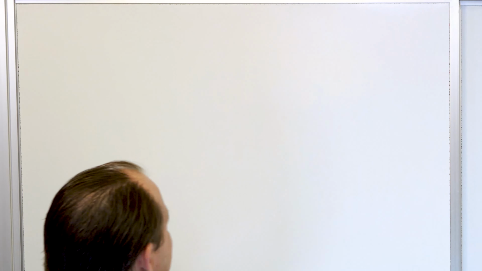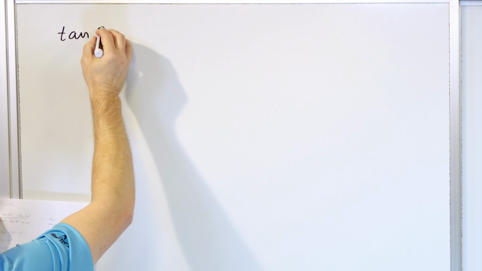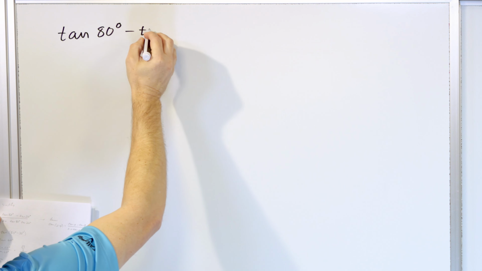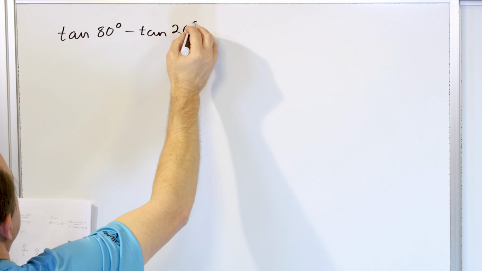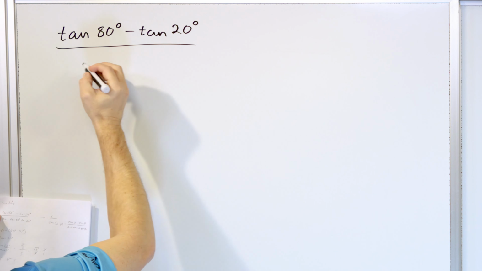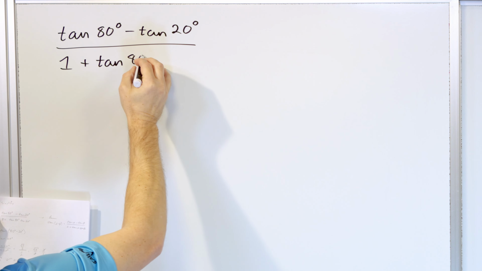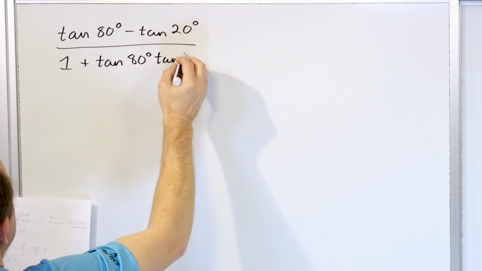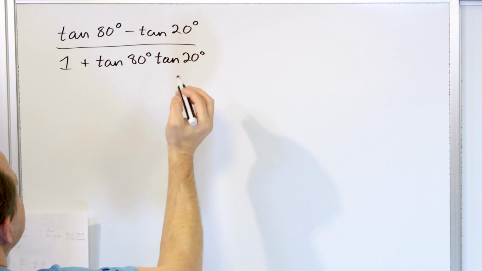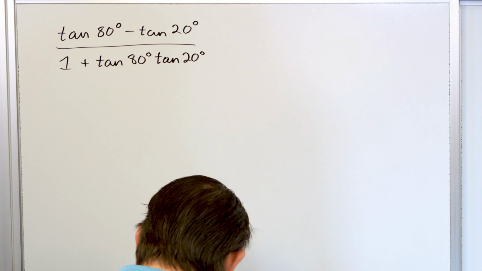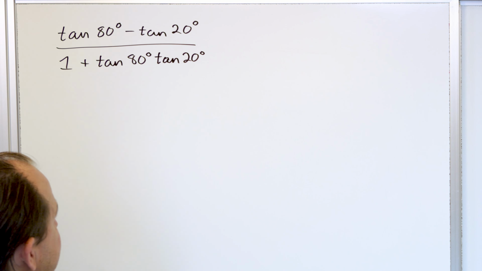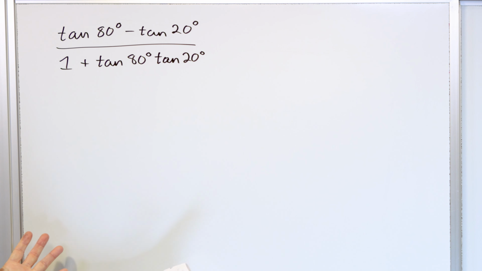Let's just say that I ask you to simplify an expression, and I say simplify the following expression. And the expression is tangent of 80 degrees minus the tangent of 20 degrees, and then all of that is divided by 1 plus the tangent of 80 degrees times the tangent of 20 degrees. Now these initial problems are mostly just designed to get you in the spirit of using these things. So they're very, very cookie cutter, right?